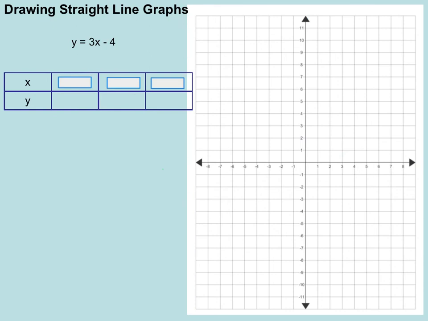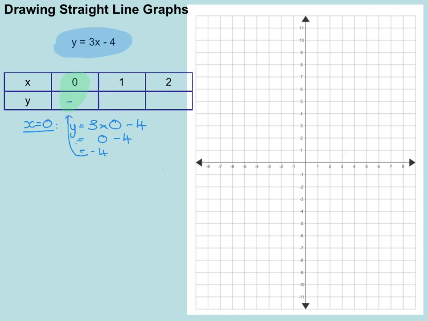Okay, I'll do one more example. So again, I have got my table with my x and my y, and I have chosen x equals 0, x equals 1, and x equals 2. So what equation are we working with this time? We have got y equals 3x take away 4. So for x equals 0, we are going to do y equals 3 times the 0 and take away 4. 3 times 0 is 0, take away 4 makes minus 4. Pop that into the table.